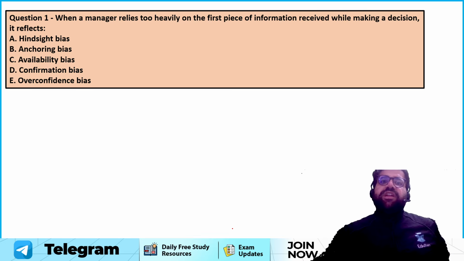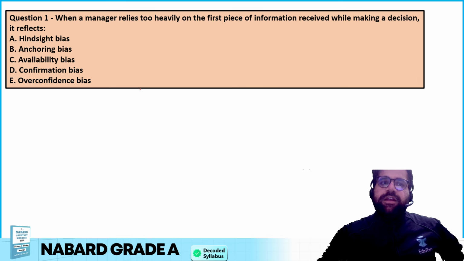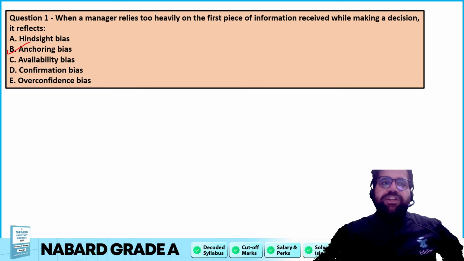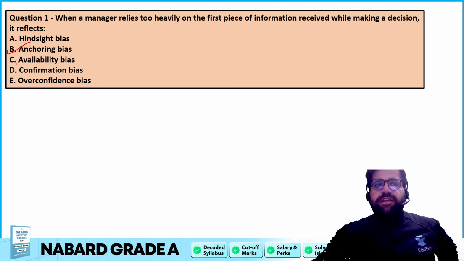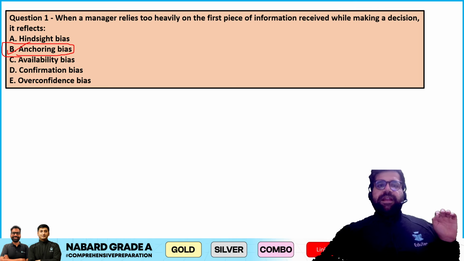Now when a manager relies too heavily on the first piece of information, he is not going to search whether that first piece of information is correct or not. So that is basically known as your option number B, anchoring bias. In this particular bias, the manager makes a decision on the very first information which he receives. He doesn't look for any other information, right?